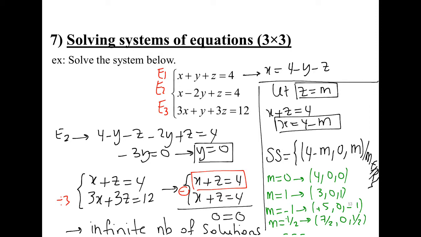So infinite number of solutions does not mean that any triplet x, y, and z satisfies the system. The infinite number of triplets that satisfy the system are in the form 4 minus m, 0, m, where m is a real number. So whenever you end up with a system that has infinite number of solutions, you have to basically write the solution set in terms of the parameter that determines the patterns the solutions of the system follow.